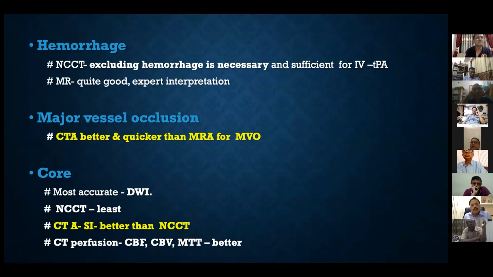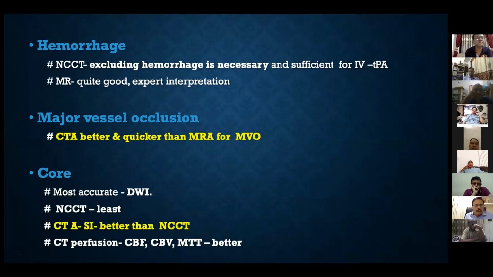Now, hemorrhage, we know, CT scan. So which modality shows us what, and how does it show? CT scan, of course, shows us the hemorrhage pretty well. But even MR is pretty good at it, but sometimes it needs an expert interpretation. Major vessel occlusion, of course, CTA is very good, is very quick, and shows us the whole arterial tree very quickly and in more detail than MRA in the acute stage.